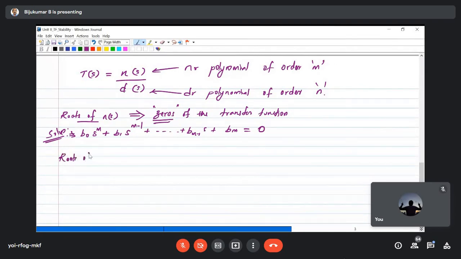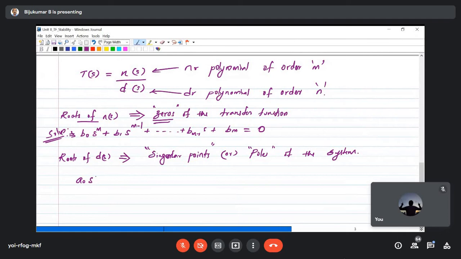If we find the roots of the denominator polynomial, you might have studied that those roots can be called singular points, or another name is poles of the system. Right? So how will we find the roots of the denominator polynomial? Just equate it to 0 and find the roots, right?